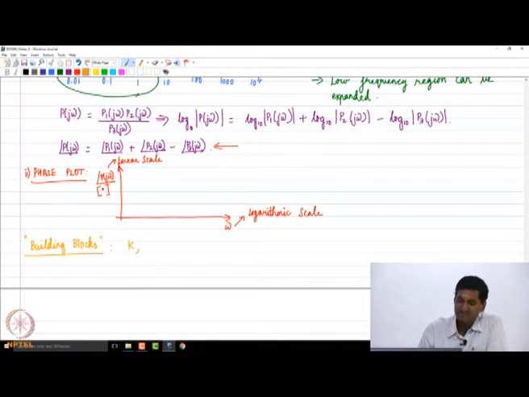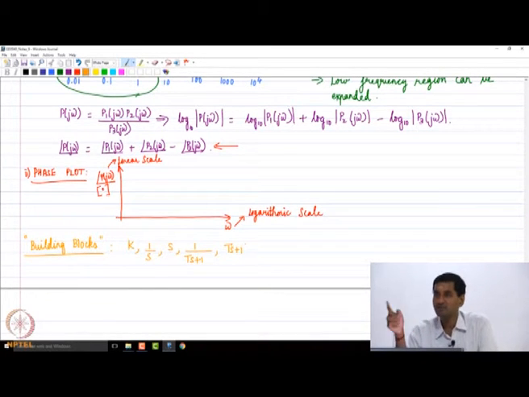See, we can have a constant, right? A transfer function can have some constant k. It can have an integral term 1 by s. It can have a derivative term s. Then what else? It can have a first order term of the form 1 by ts plus 1. It can also have ts plus 1.